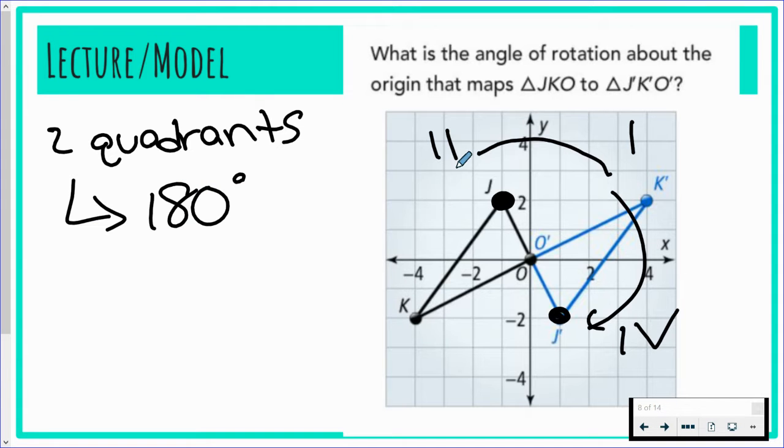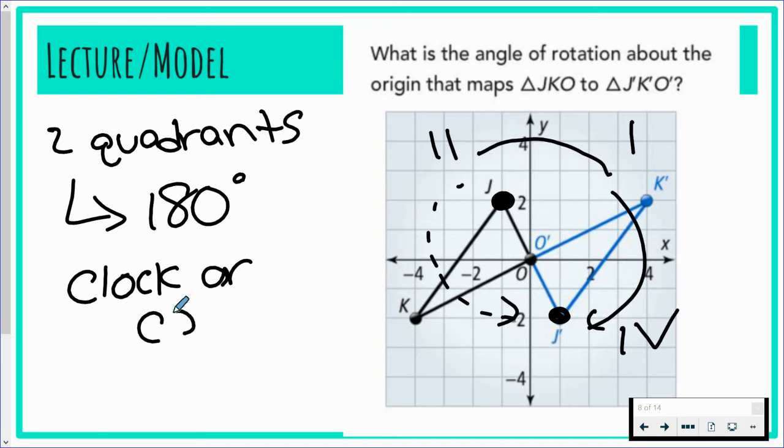Here's the cool thing, and I'm going to go back and point something out about the first one after. It doesn't matter with a 180 rotation. I could go 2 clockwise or 2 counterclockwise. So either way, it's still a 180. It doesn't matter clockwise or counterclockwise. So it's just a 180 rotation. A 180 rotation does not need a direction.